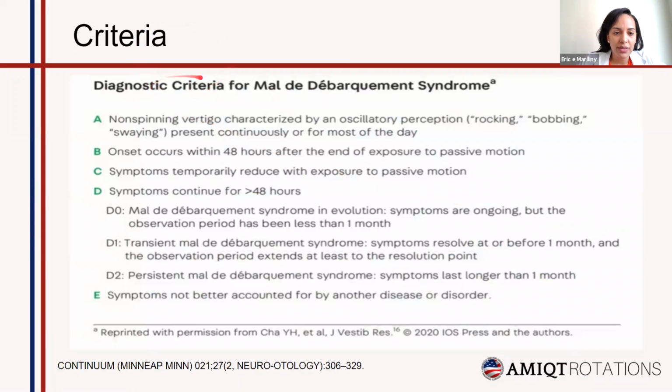So what are actually the criteria? The patient should have a non-spinning vertigo, which they can characterize as rocking, bobbing, swinging. The onset can occur within 48 hours after the end of exposure to passive motion. The symptoms temporarily reduce with exposure to passive motion, and the symptoms continue for more than 48 hours. And the symptoms are not better accounted for by another disease or disorder. Even with our patient, we didn't find any exposure to passive motion that he could identify. He still fulfills the criteria.